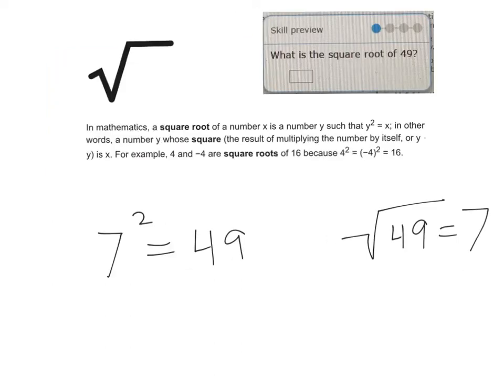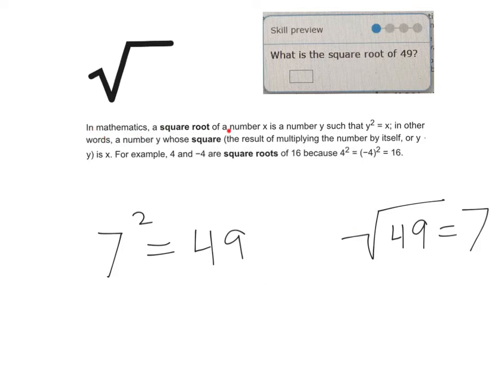Okay, in this part of the video, we're going to focus on square roots. So this is the little square root sign here. Be careful, it looks a little like the long division symbol we use, but you'll notice it has the sticky out bit here. That makes it a square root sign.